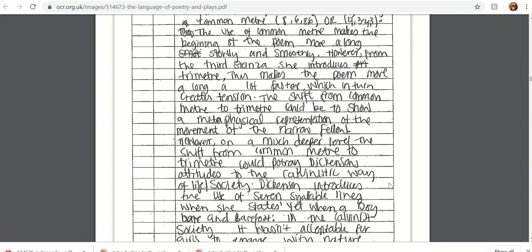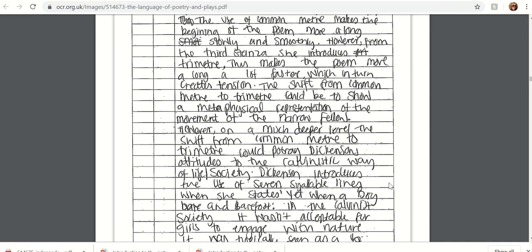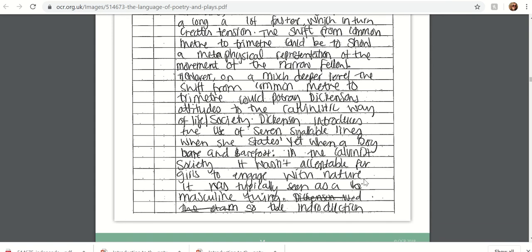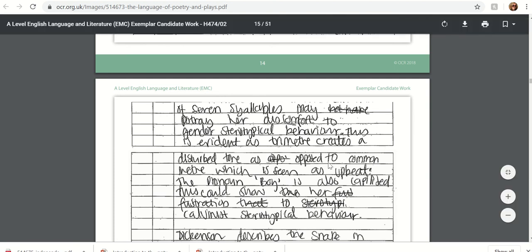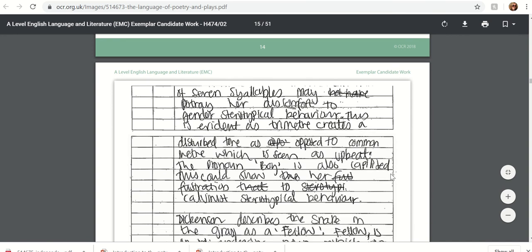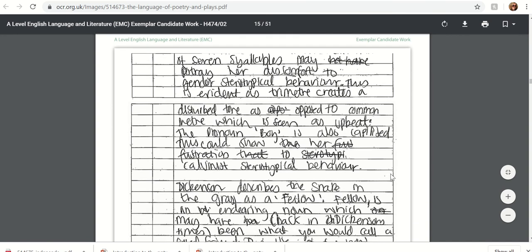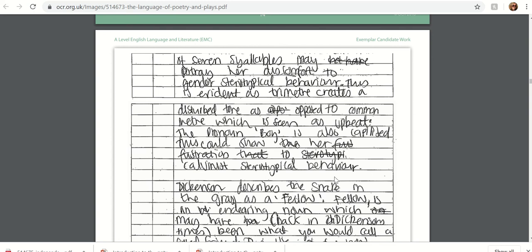"Dickinson introduces the use of 7-syllable lines when she states, 'Yet when a boy and barefoot.' In the Calvinist society, it wasn't acceptable for girls to engage with nature. It was typically seen as a masculine thing. So the introduction of 7 syllables may portray her discomfort of gender stereotypical behaviour. This is evident as trimetre creates a disturbed tone as opposed to common metre, which is seen as upbeat. The pronoun boy is also capitalised, and this could show her frustration to Calvinist stereotypical behaviour." Now, I don't know if I'm entirely convinced by that interpretation. We'll see what the examiner thinks in a minute, but that is one way of bringing in context.